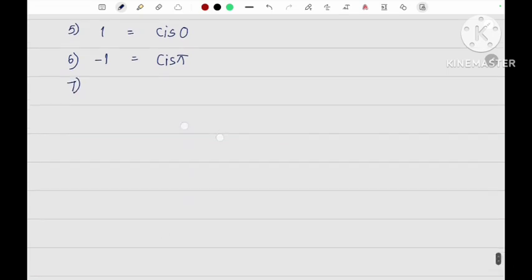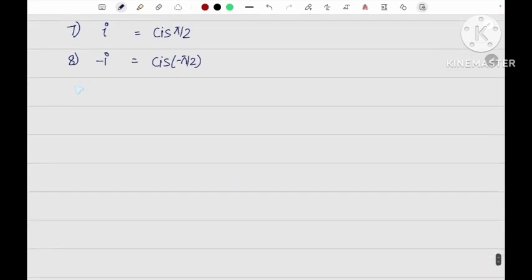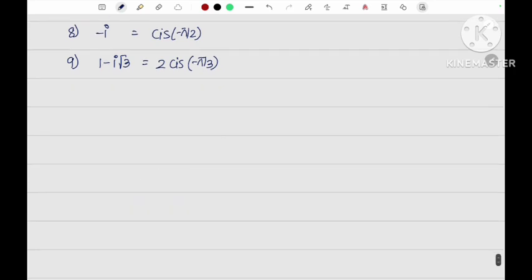7 i will be nothing but equal to cis pi by 2. 8 minus i will be nothing but equal to cis of minus pi by 2. Okay, a few more. 1 minus i root 3 will be equal to 2 cis minus pi by 3, because this will lie in the fourth quadrant.